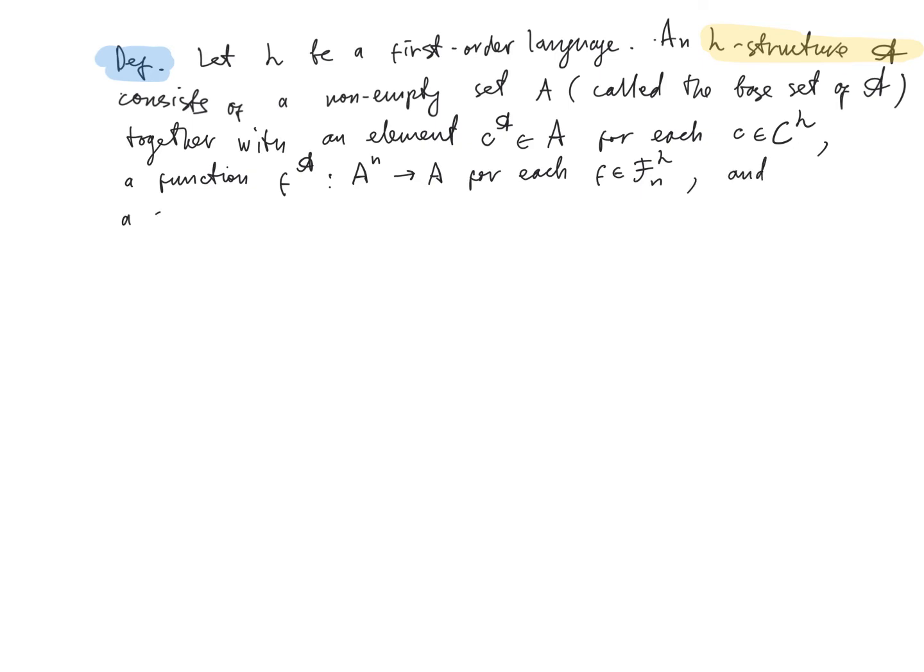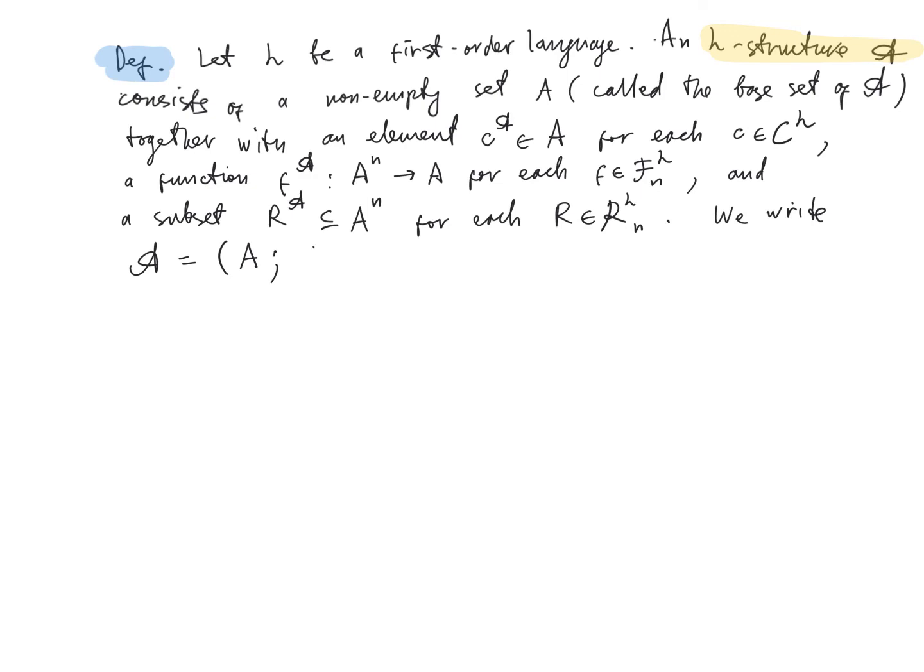and a subset R_A of the nth power of A, the base set, for each relational symbol R from the language L of arity n. Given such an L structure, we will write that the structure A consists of the underlying set A, the base set, and it consists of the symbols Z_A, where Z is a non-logical symbol of the language L.